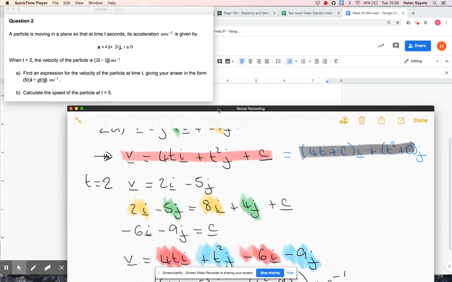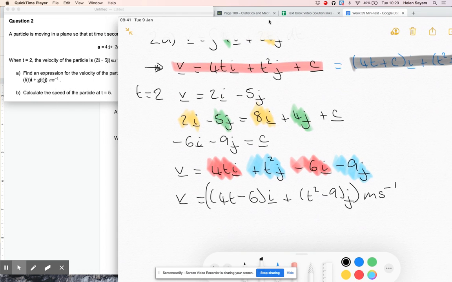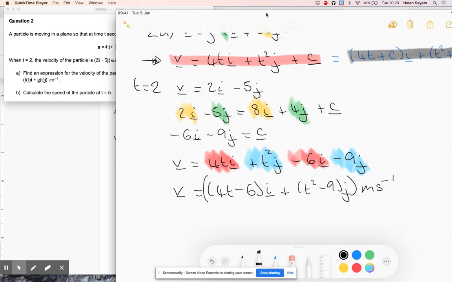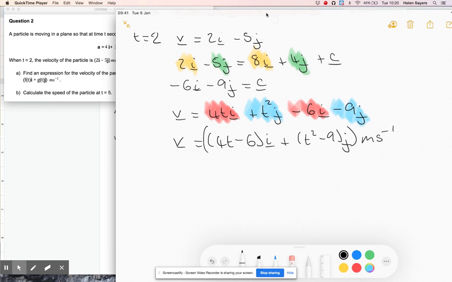Okay, and then, right, so part B is quite nice and straightforward. So calculate the speed when t is 5. So there's only really one thing to be careful of here. So first of all, let's get the velocity when t is 5. So if I sub t is 5 into that, that's going to be 20 minus 6. So that's not 24. It's going to be 20 minus 6, so 14i, plus 25 minus 9, so 16j.